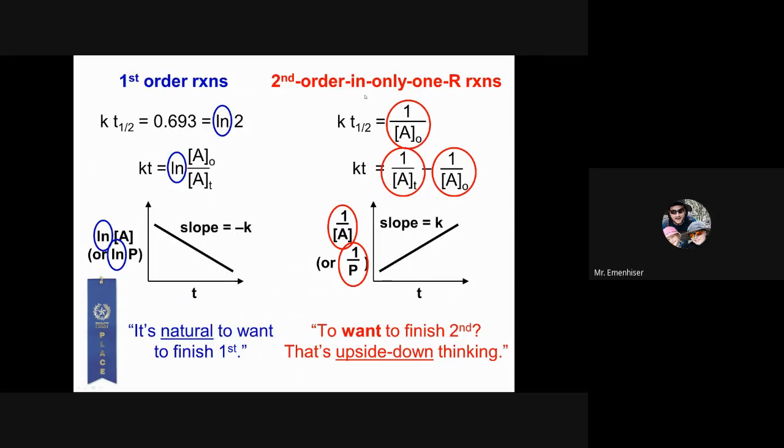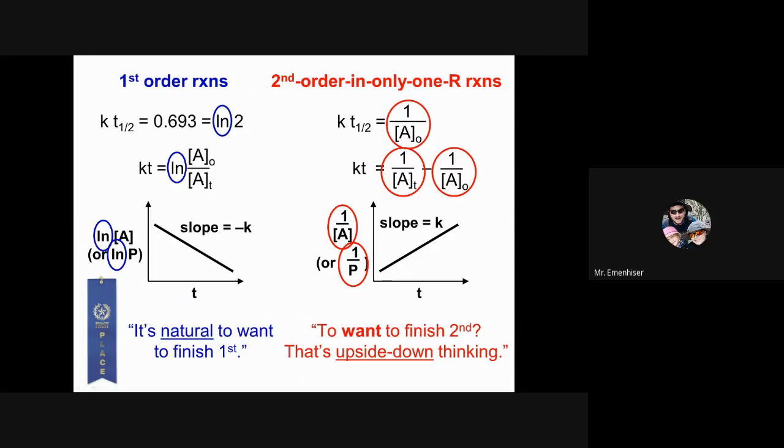Now, if we have a second order reaction, this is our integrated rate law. This is our half-life equation. And the graph will be linear only when we plot the reciprocal of A. Here's a couple of ways to remember this.